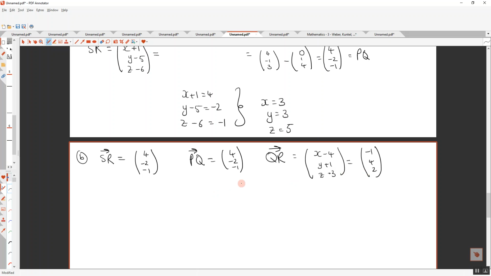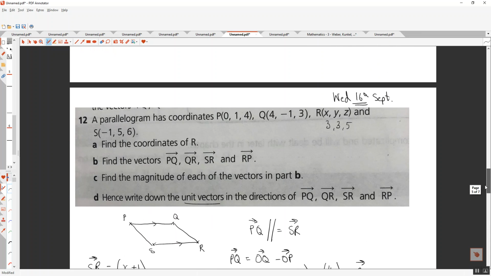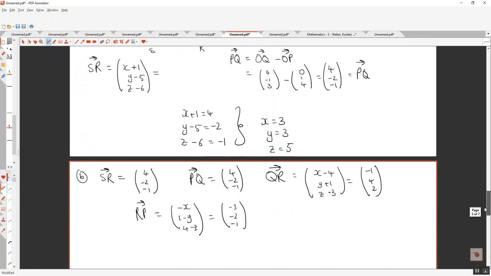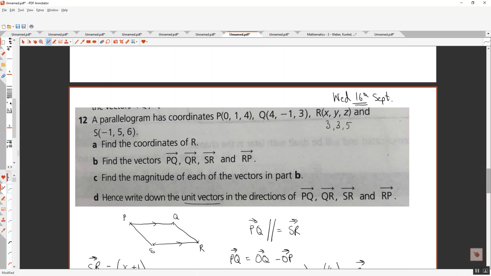And then the last one we have to do is R to P, which is 0 minus X, 1 minus Y, 4 minus Z. When I substitute my values in, I get -3, -2, -1. So those are my values that I'm after: P to Q, Q to R, S to R, R to P. So that's just working out these vectors and subbing in our value of X, Y, and Z.